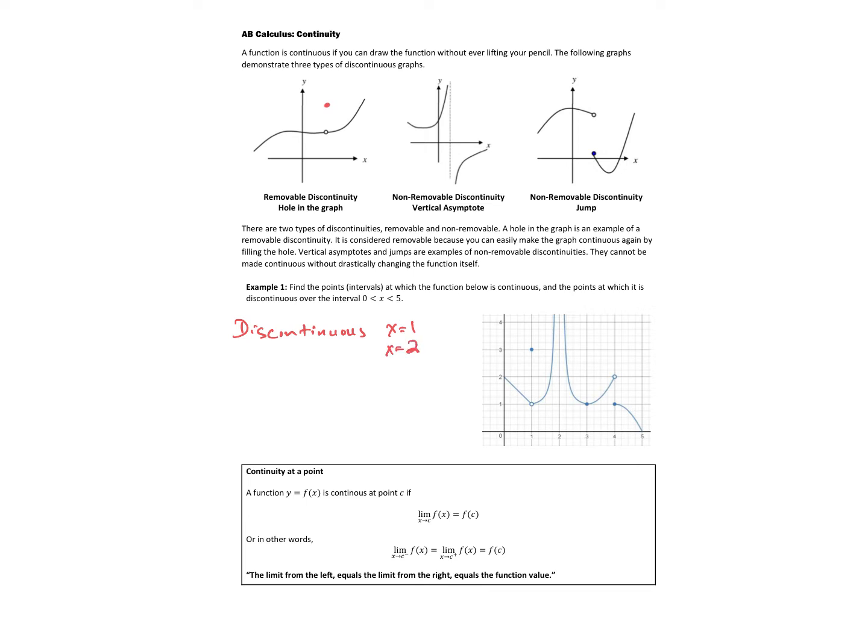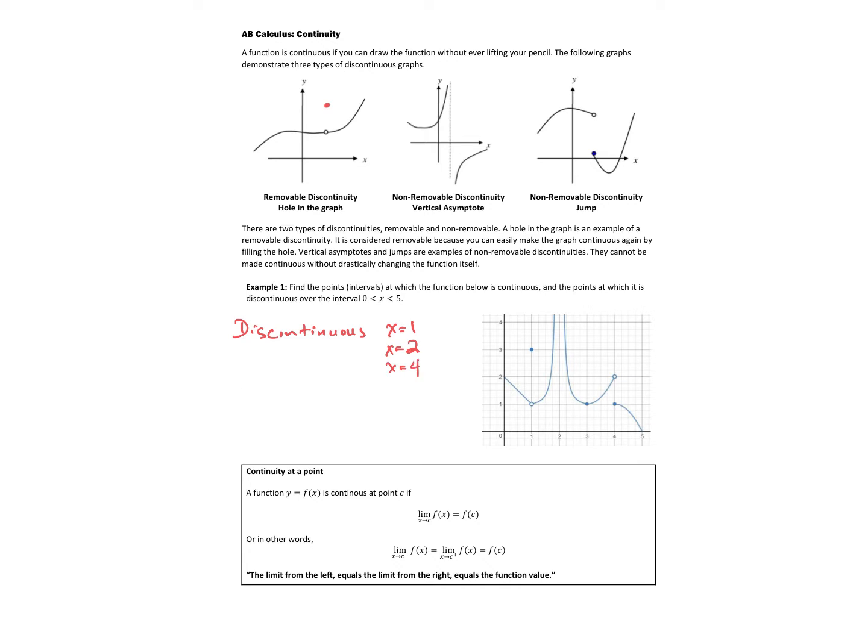What's going on at x equals 2? It's a vertical asymptote. So my limit does not exist. It does what? It increases without bounds. When else is it discontinuous? At x equals 4. So that's where it's discontinuous.